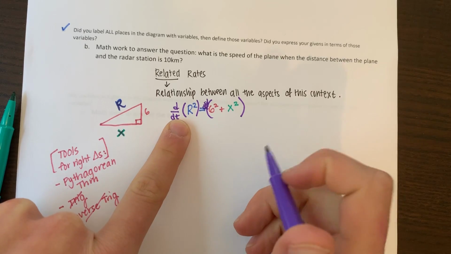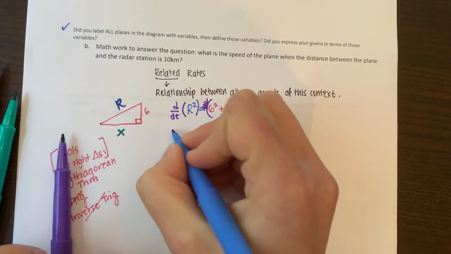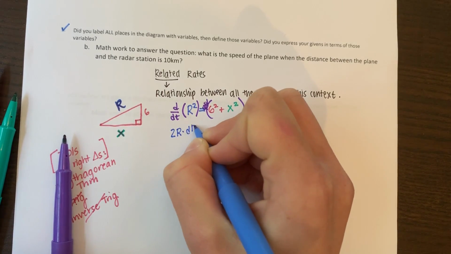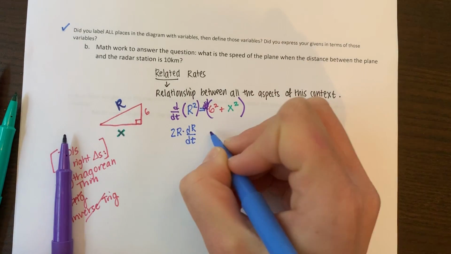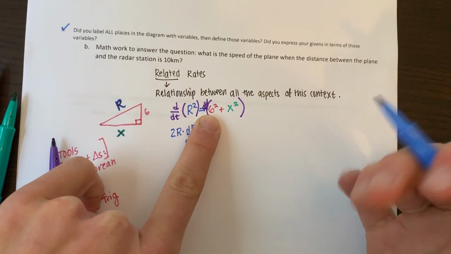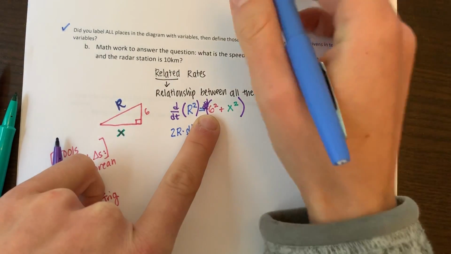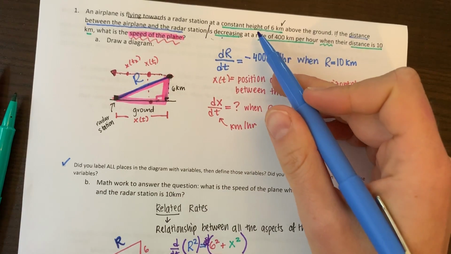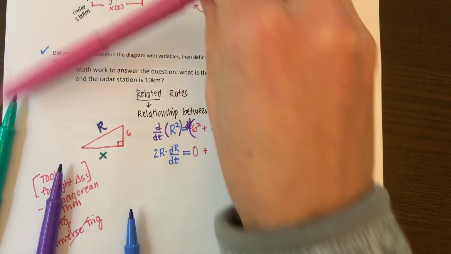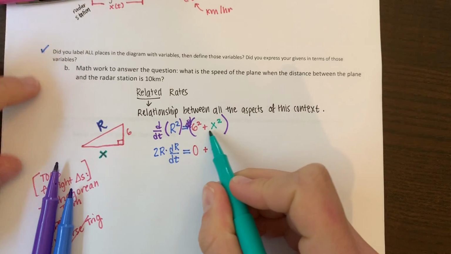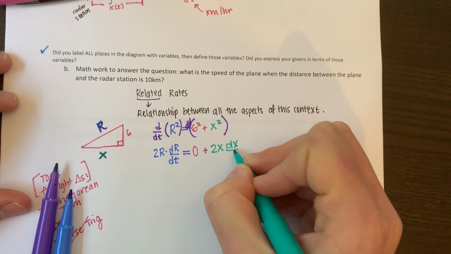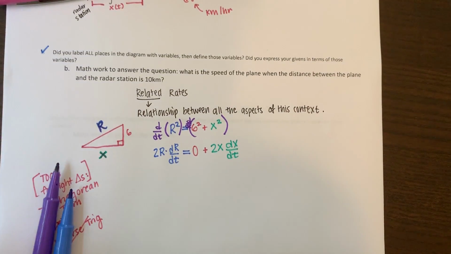So the derivative of r squared with respect to time is going to be 2r dr dt, chain rule, equals 6 squared. What's the derivative of 6 squared with respect to time? It's a constant height. We have that from above. So our derivative of this piece is going to be 0 plus the derivative of x, the position of our plane, with respect to time, 2x dx dt. Cool.